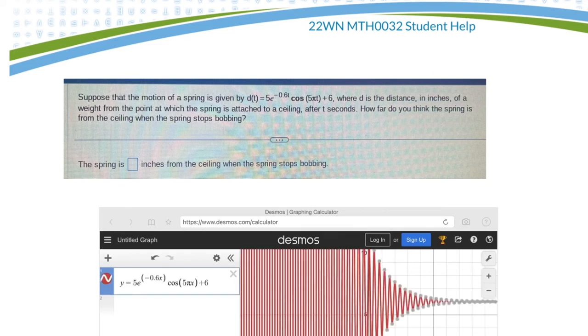All right, here's a good question. You've got motion of a spring that has an exponential function in it, because t is in there, and it has a cos function. Like, how good is that? D is a distance in inches from the ceiling. So they ask, how far do you think the spring is from the ceiling when the spring stops bobbing?